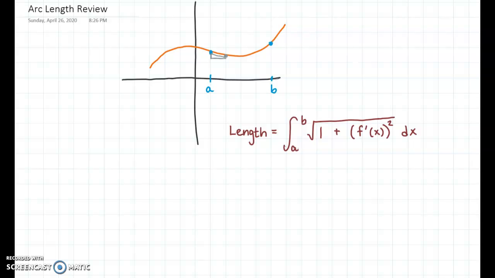In order to use arc length, your curve must be smooth. That means it must be differentiable, and it must be continuous. Of course, if it's not differentiable, it wouldn't be continuous. So it has to have no cusps, corners, or vertical tangent, or discontinuities.